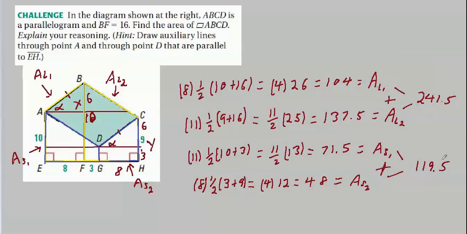Now, you subtract the small area from the large area. Pretend those two are closer together, and you should get, subtract 119.5 from 241.5, and you get 122. We weren't given any particular units, so this is 122 square units, or units squared. We don't know what units they used.